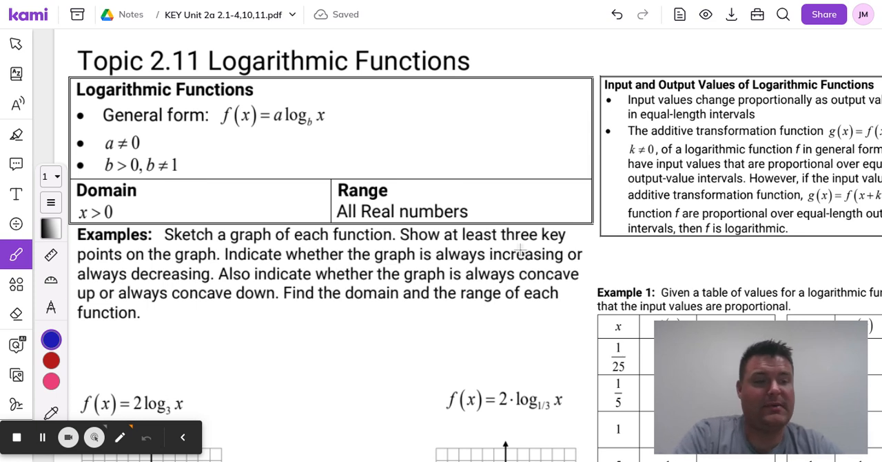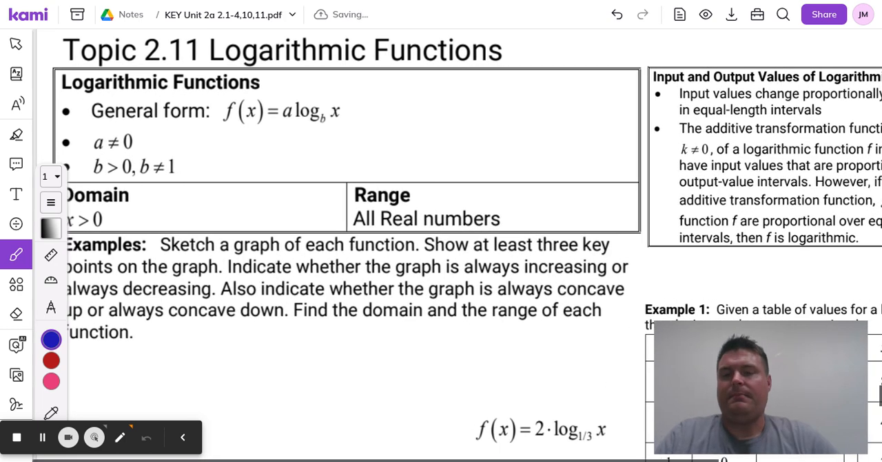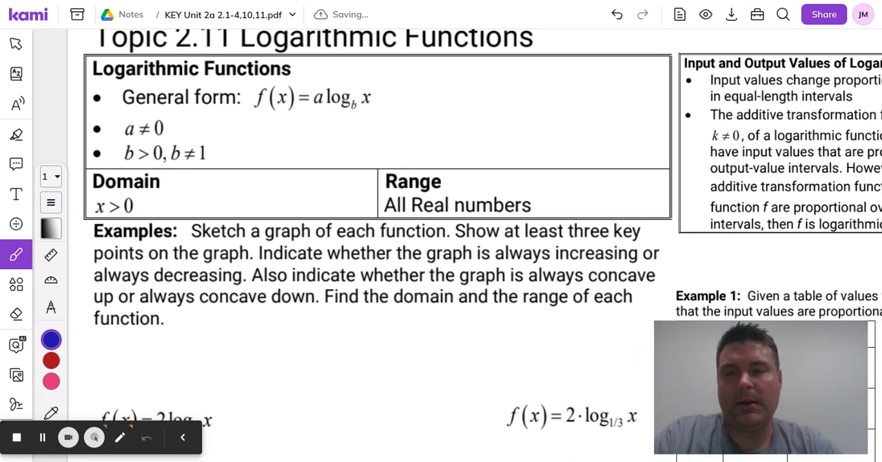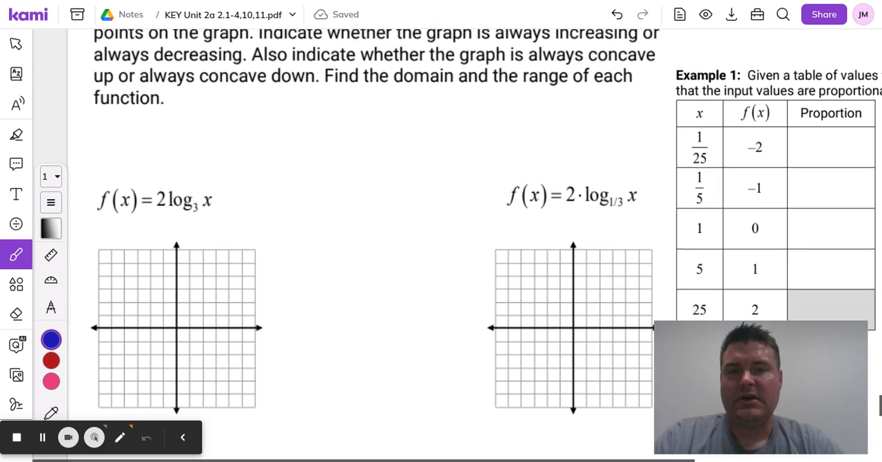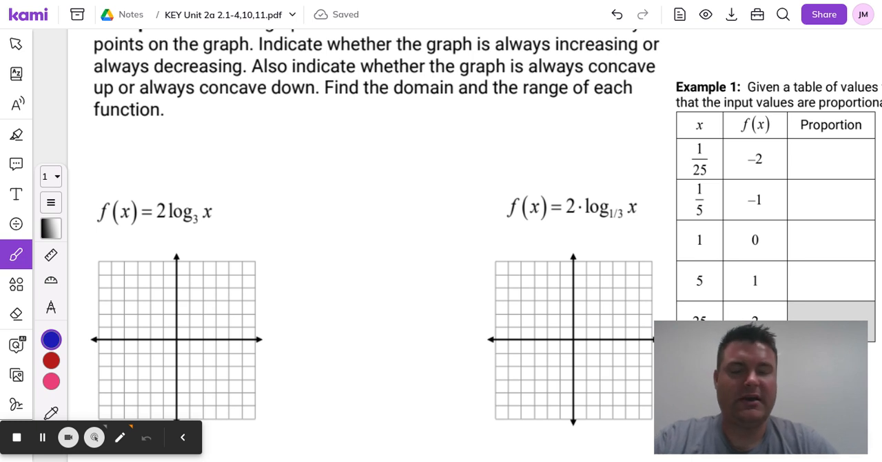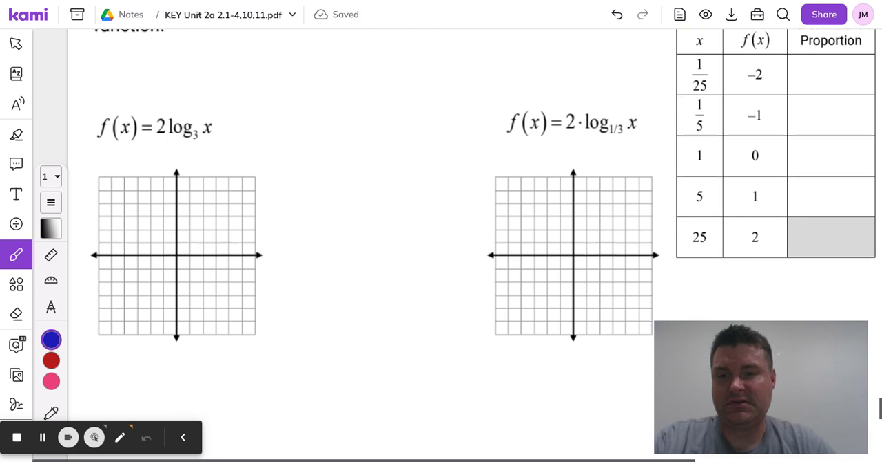Okay, so we're going to start talking about log functions here. Here's a general form, and we did review this a bit in the previous lesson in 2.10, but that's what the general form of a log looks like. It has a domain where all x values are bigger than 0. That's of the parent function, and then the range is going to be all real numbers. Then we're going to sketch this, and afterwards we'll talk about if we are concave up or concave down, and increasing or decreasing.